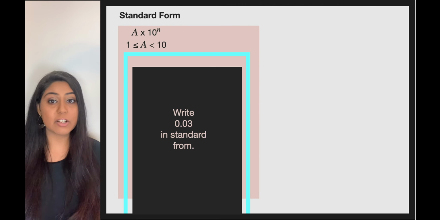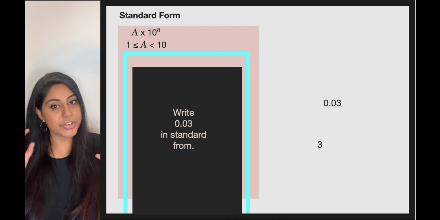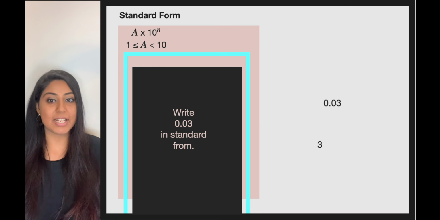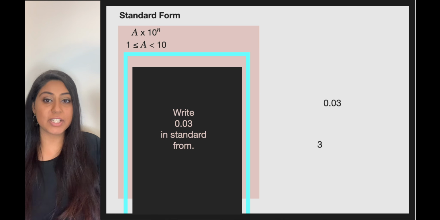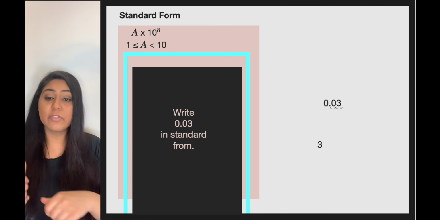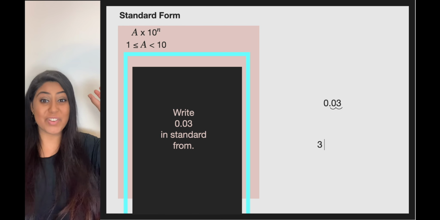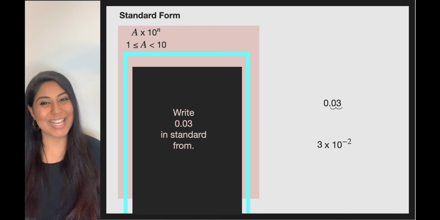Or if I want to write 0.03 in standard form, well, this time it has to be 3, because again, the number has to be between 1 and 10, and 3 is between 1 and 10. To go from 0.03 to 3, I've moved my decimal point along 2 places. Because I've gone the opposite way and made it a decimal, I've got to have a negative indice, so it's got to be 3 times 10 to the power of minus 2. And that is it. That is my final answer.